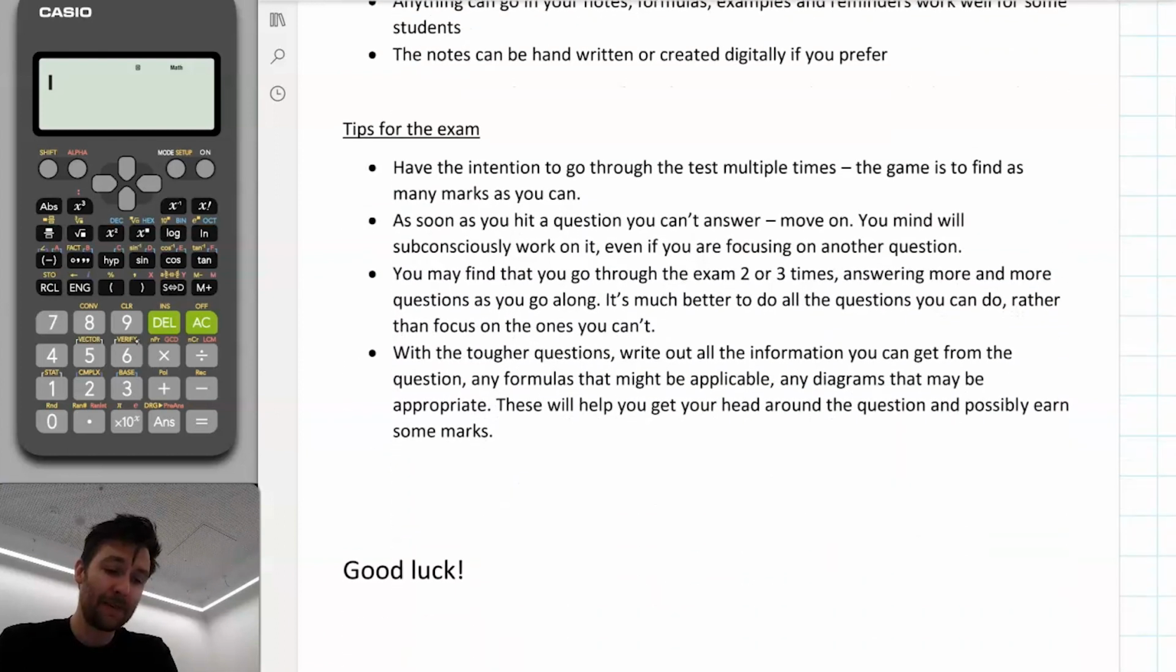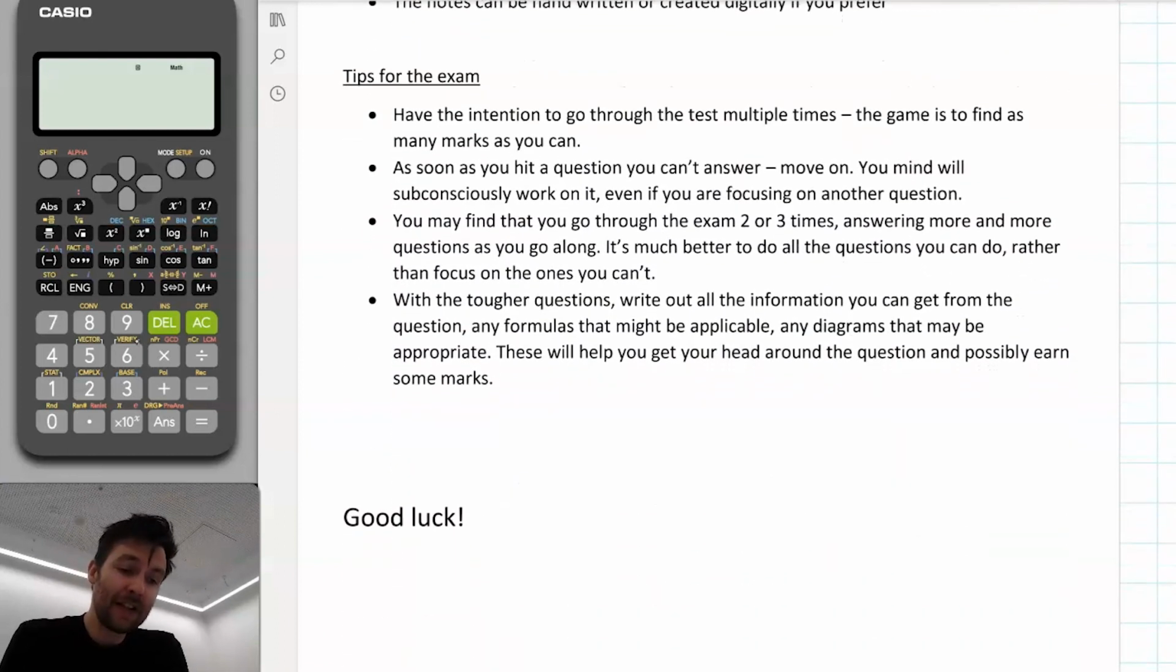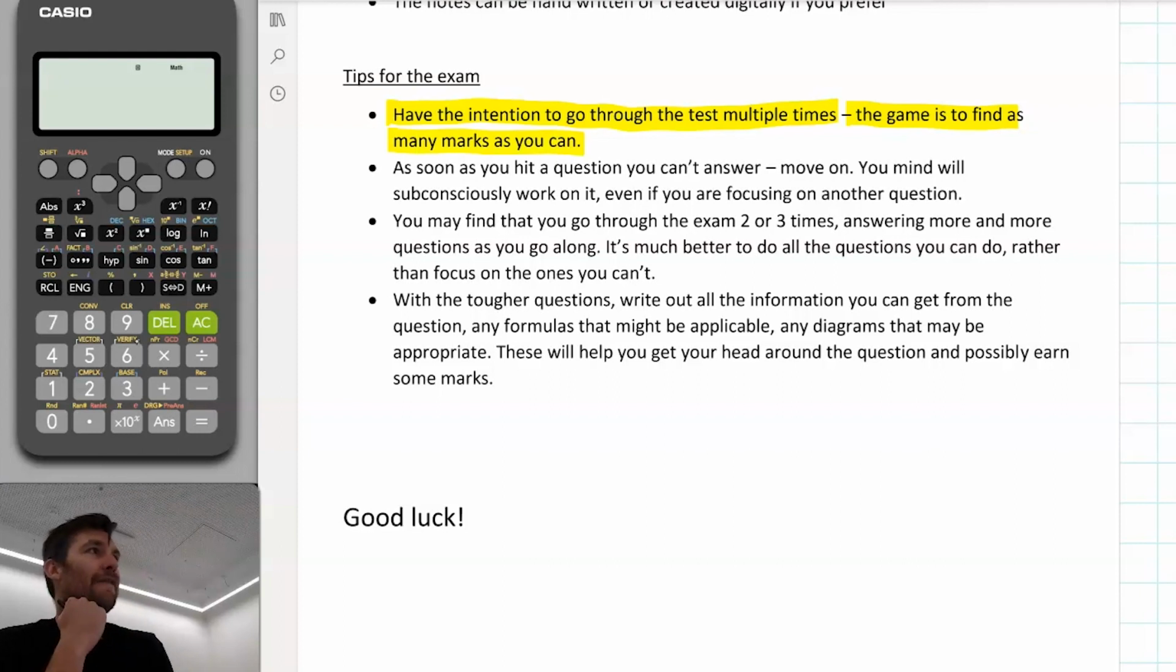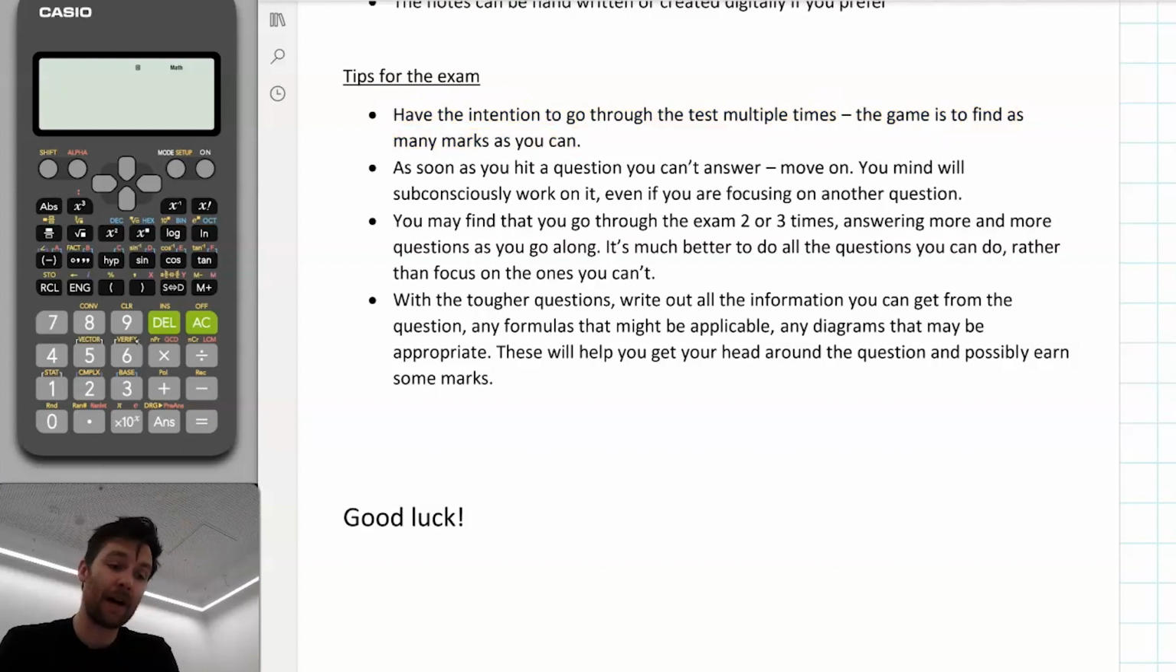A couple of tips for the actual exam itself. Have the intention of going through it multiple times. You are kind of like on a quest to find as many marks as you can. And that might mean that if you can't fully answer a question, you might get a mark for writing down a formula or writing down a bit of working out or drawing a diagram. So we want to be trying to collect as many of those marks as we can.